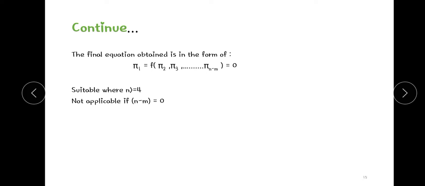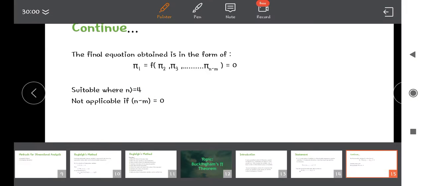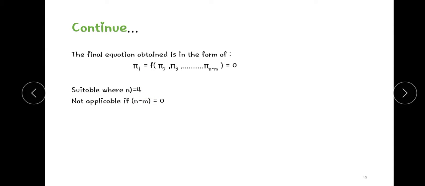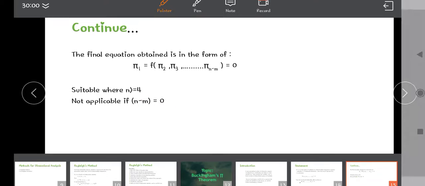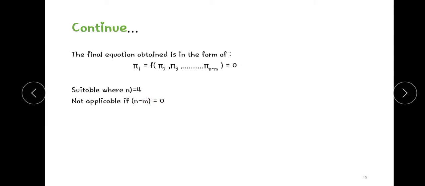This method is mainly suitable for variables where n is greater than or equal to 4. But it will not be applicable if n minus m is equal to 0, meaning if the number of variables and the number of fundamental dimensions are the same, we cannot use Buckingham's pi theorem.